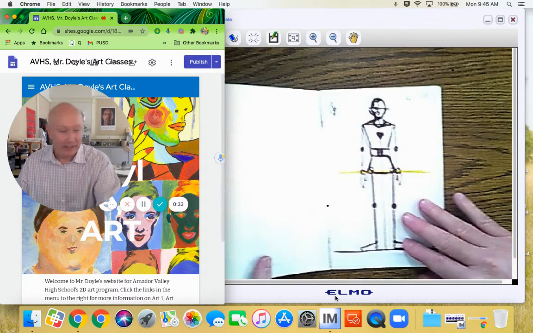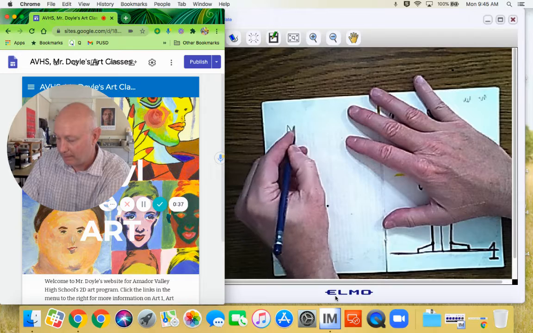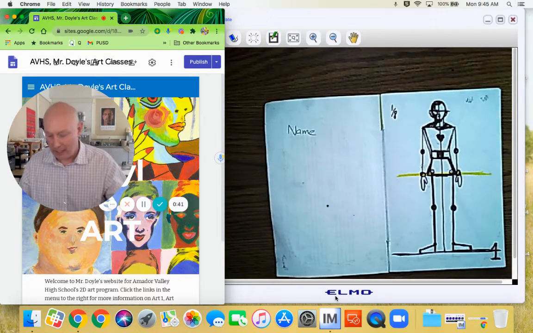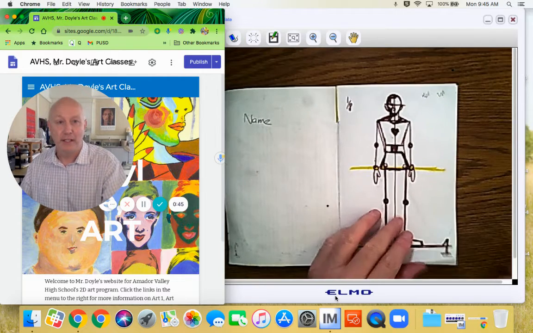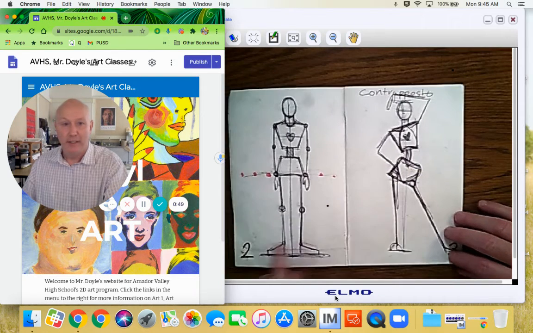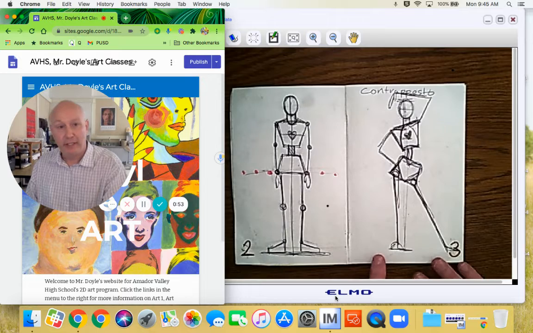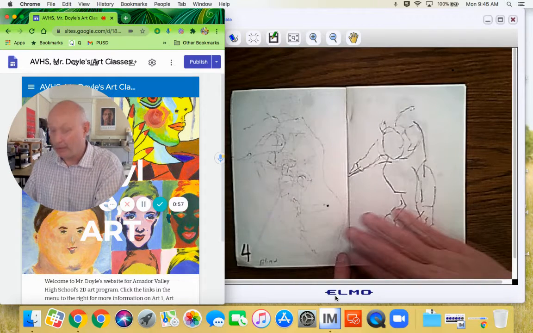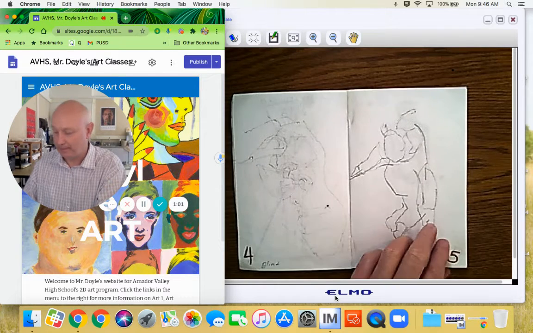On the inside cover, I'd like you to put your name. So the inside cover is your name. And let's go through this then fairly quickly. Page 1, the standard proportions of the figure. Page 2, practice. Page 3, contrapposto of the figure. Page 4, line contour. Page 5, line contour.